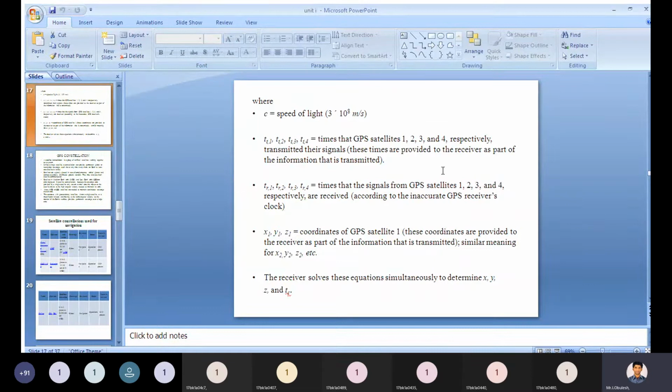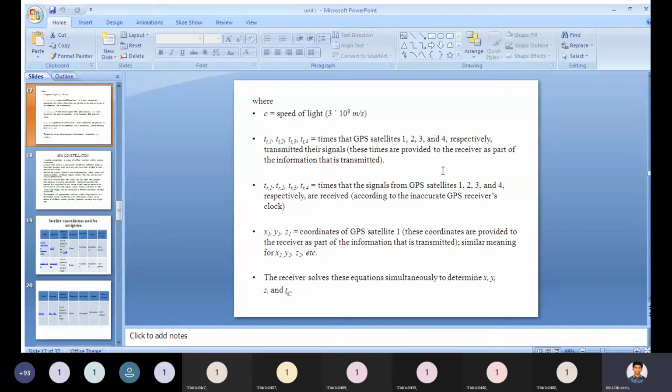According to the inaccurate GPS receiver's clock. X1, Y1, Z1 are the coordinates of GPS satellite 1. Similarly, X2, Y2, Z2 are the coordinates of GPS satellite 2. X3, Y3, Z3 are the coordinates of GPS satellite 3. X4, Y4, Z4 are the coordinates of GPS satellite 4. These coordinates are provided to the receiver as a part of the information that is transmitted.